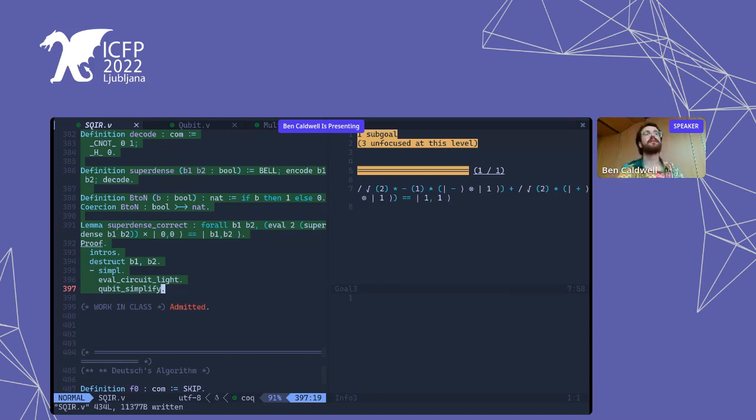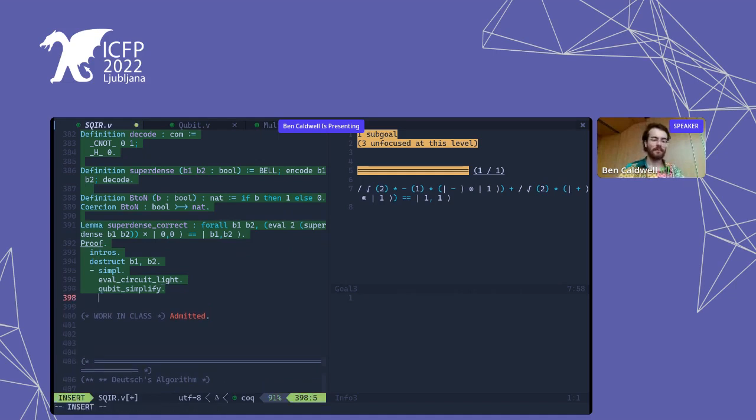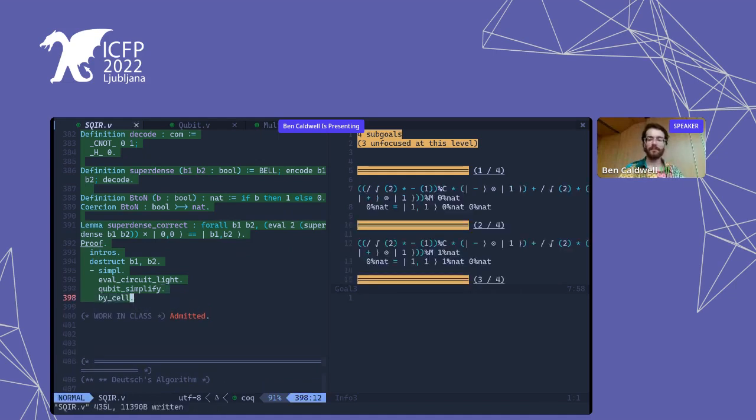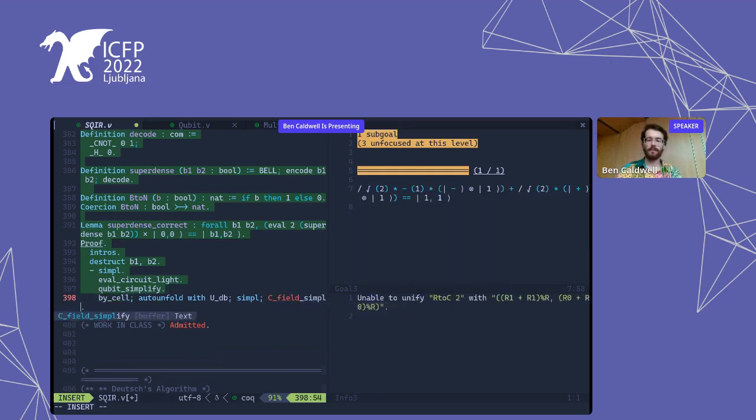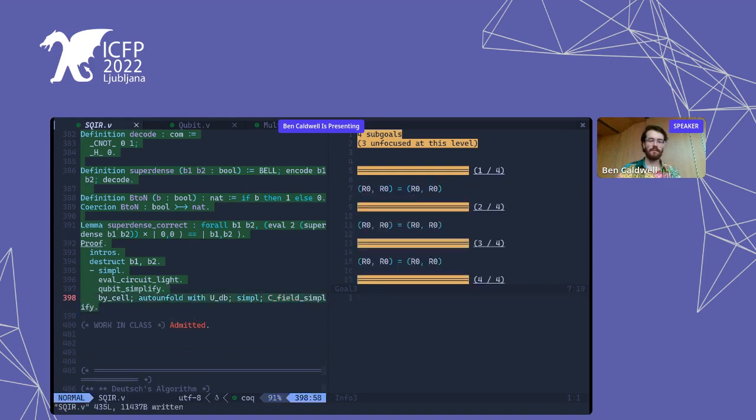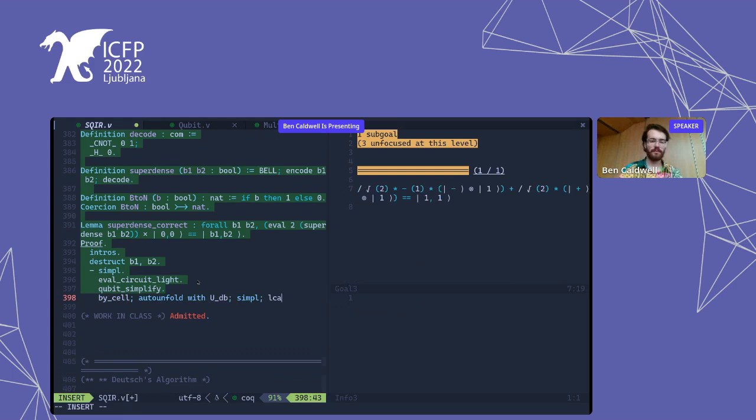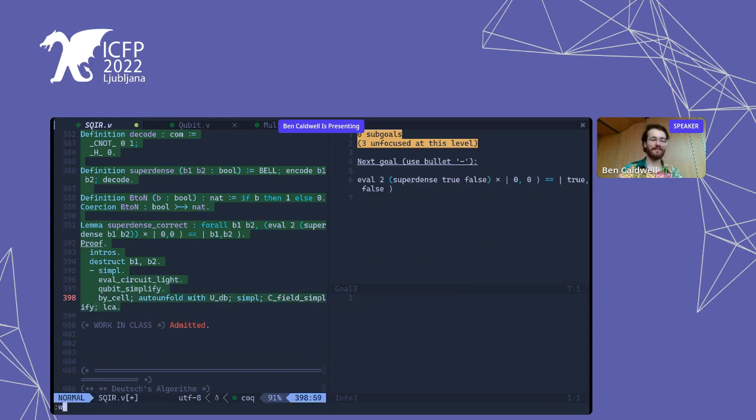Like the same thing we did before, the by cell followed by the auto unfold. That sounds like a good idea. We can do a by cell followed by auto unfold. This might be a nice common tactic to wrap up. Right, but we can do this auto unfold unitary database and C field. No, I think LCA should work at the end. Okay, so we'll do the C field simplify, and then LCA.